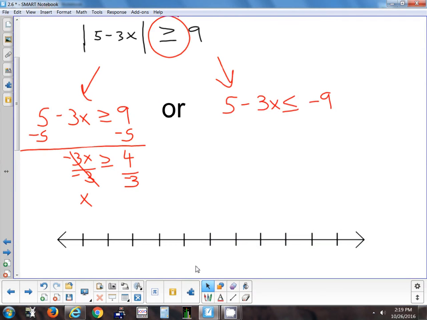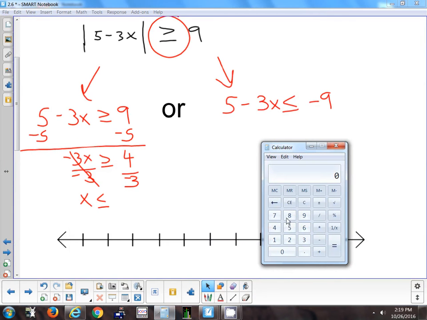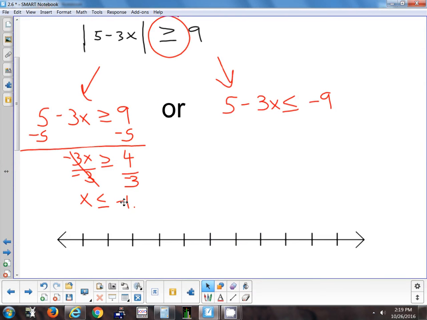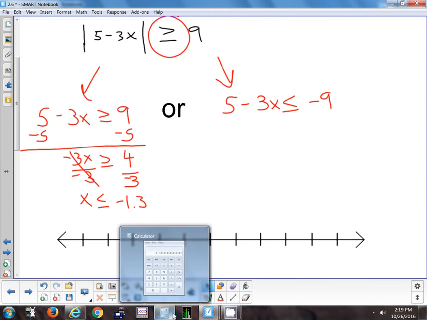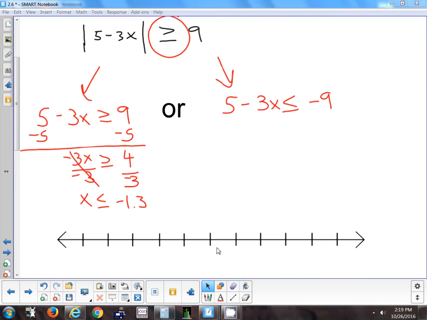Jordy, you didn't flip the sign. Why? Because you're dividing by a negative. When I divide by a negative, I've got to flip the sign. So my little arrow should point at my x now. Now 4 divided by negative 3, I can't do that. It doesn't go in evenly. So Mr. A is going to make it a decimal because we can graph that. He gets negative 1.3. Most of the time, guys, you're going to get a whole number when you do these, but every once in a while, you might get a decimal.